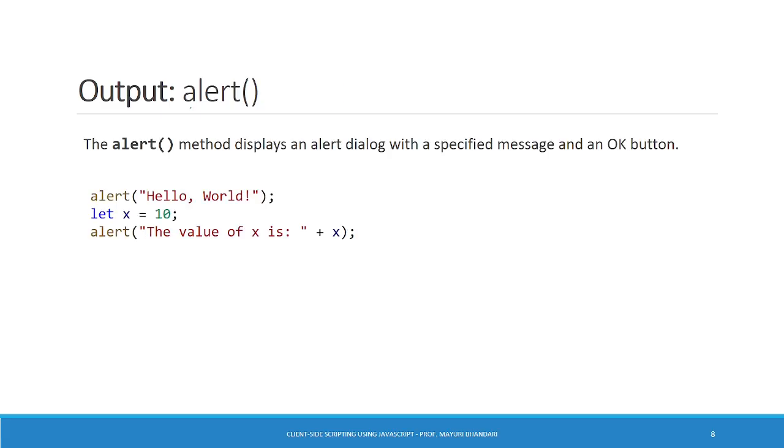Then the next method is alert method. Alert method displays an alert dialog box with a specified message and OK button. So when you click on OK button, that message or that dialog box will disappear. You can use this method simply like alert, and in parenthesis you can give your message. So this message will be displayed on dialog box along with OK button.